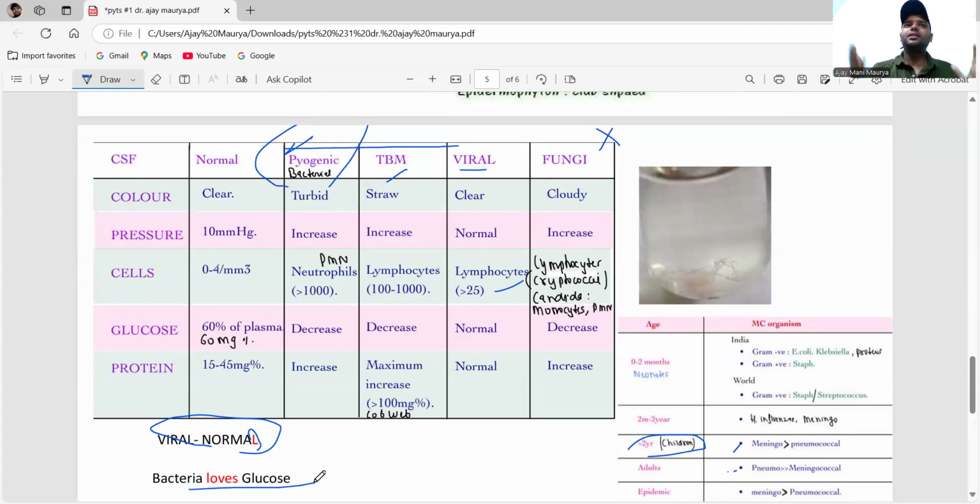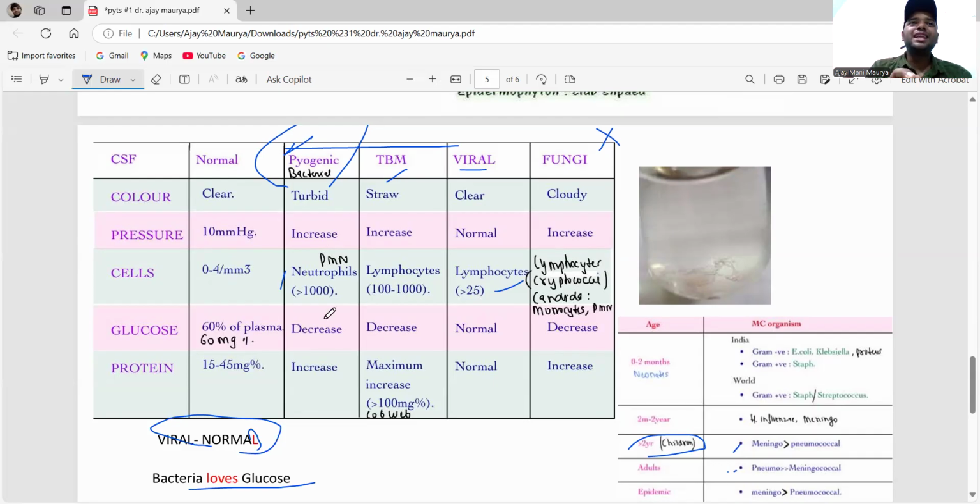That's why in bacterial meningitis there is always less glucose. Now see here, guys. When it is bacterial meningitis, what about bacteria? If it is bacterial, it means there are more neutrophils. Everyone knows neutrophils. What if there are increased neutrophils? It means it is a bacterial infection.